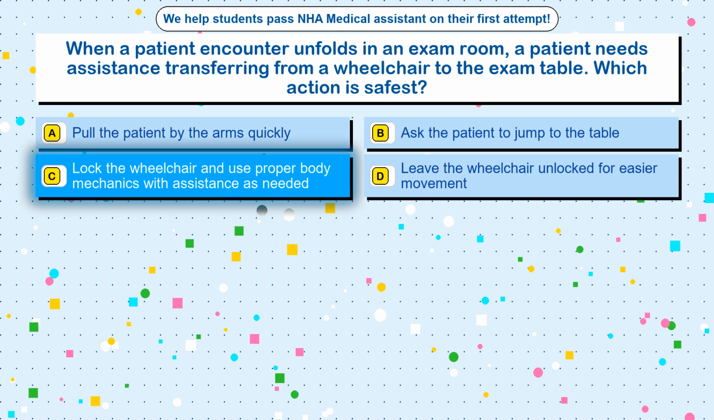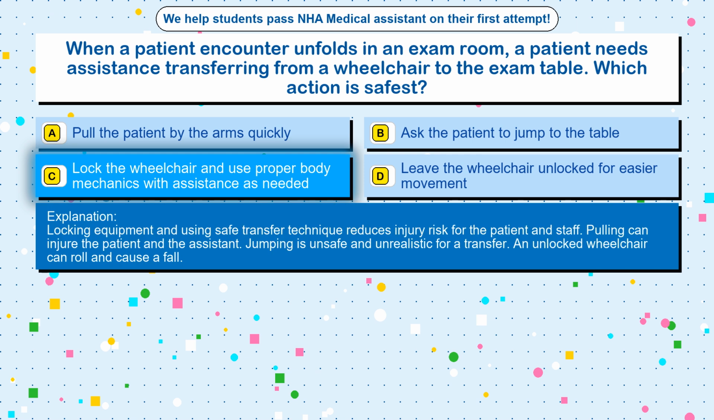The correct answer is option C. Lock the wheelchair and use proper body mechanics with assistance as needed. Locking equipment and using safe transfer technique reduces injury risk for the patient and staff. Pulling can injure the patient and the assistant. Jumping is unsafe and unrealistic for a transfer. An unlocked wheelchair can roll and cause a fall.